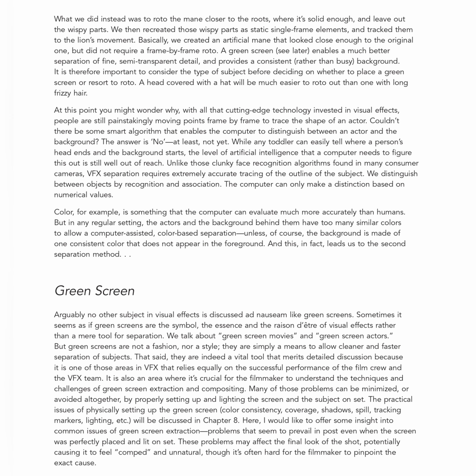The practical issues of physically setting up the green screen, color consistency, coverage, shadows, spill, tracking markers, lighting, etc., will be discussed in Chapter 8. Here, I would like to offer some insight into common issues of green screen extraction, problems that seem to prevail in post even when the screen was perfectly placed and lit on set. These problems may affect the final look of the shot, potentially causing it to feel comped and unnatural, though it's often hard for the filmmaker to pinpoint the exact cause.